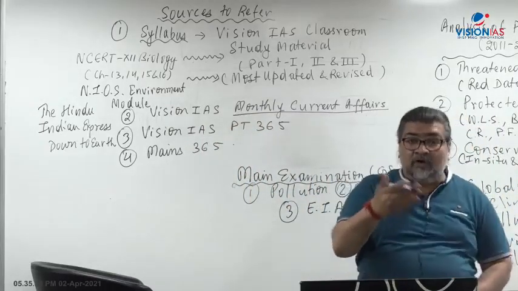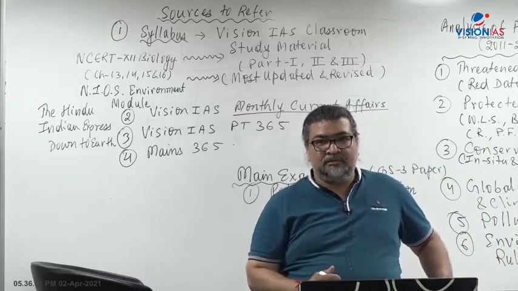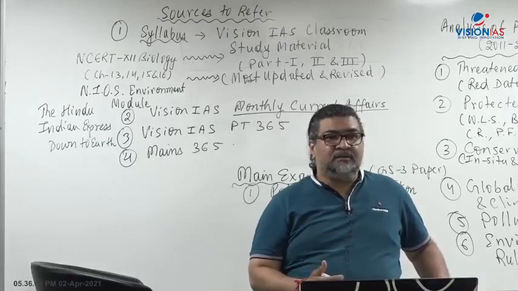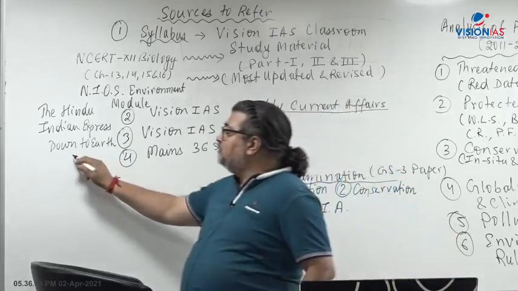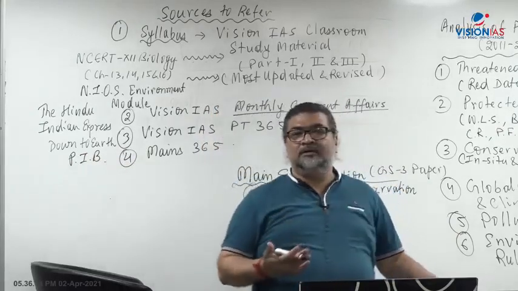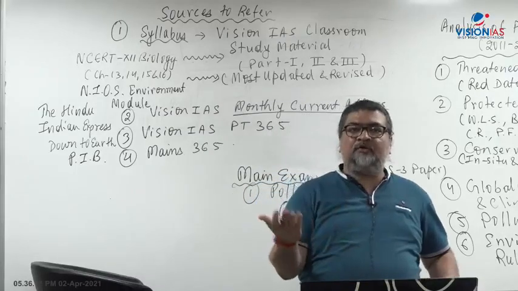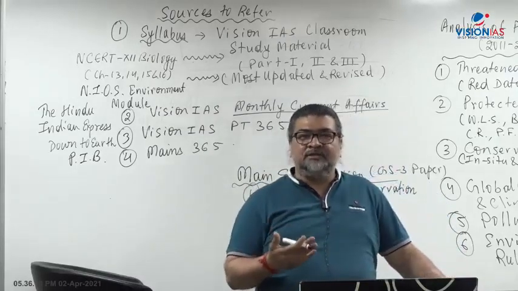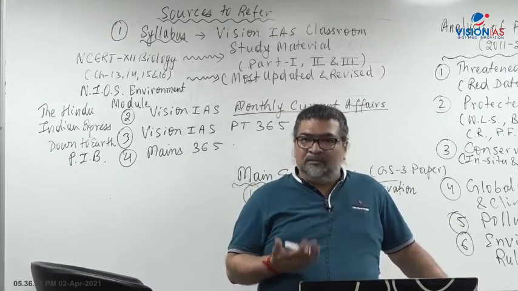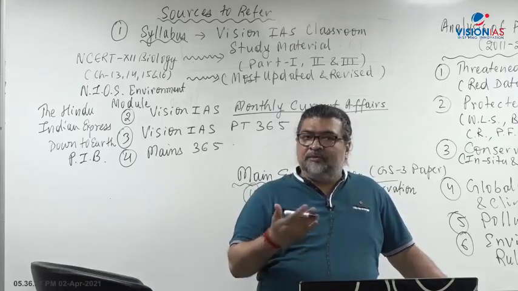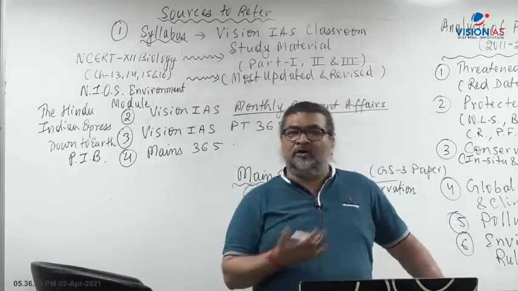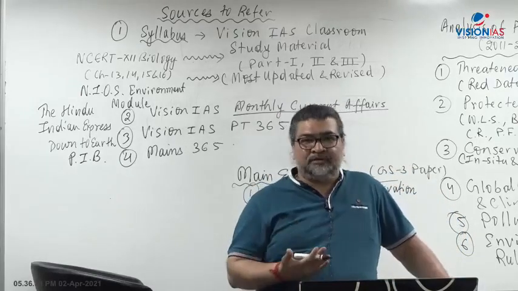But I will request all of you to read the newspaper. Newspaper becomes a very important source. I'll demonstrate that part. Then PIB, the Press Information Bureau updates, Yojana, Kurukshetra, India Yearbook. All of you are following that. It's not that I am telling you something new in the classroom. You have been following these sources, Yojana, Kurukshetra magazines and India Yearbook and PIB. You are aware of it.